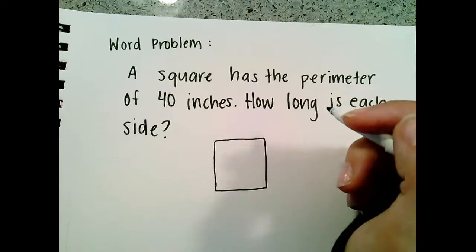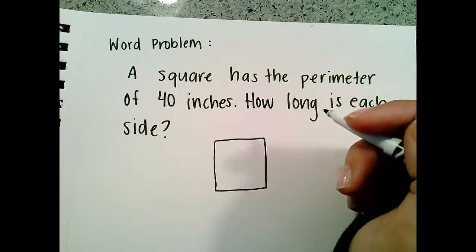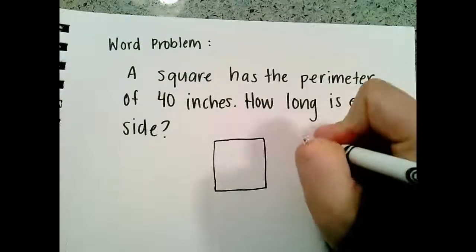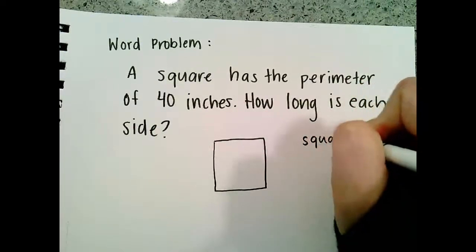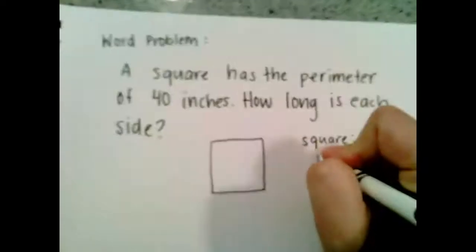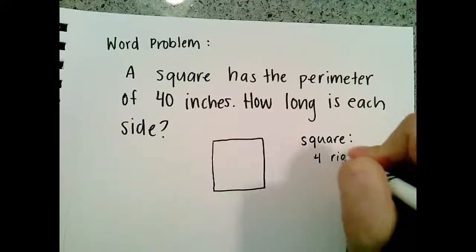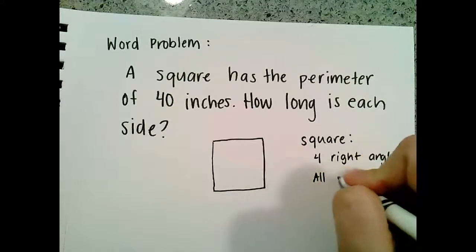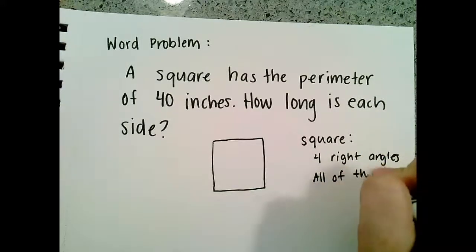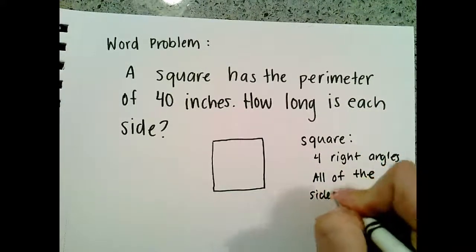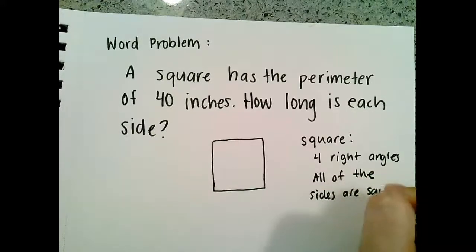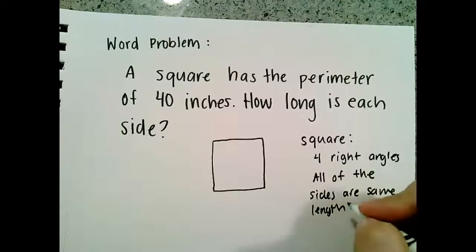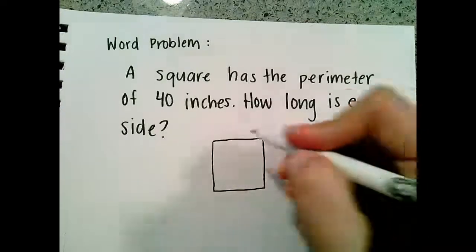I noticed that you had some inputs of 8, 10, and 5 around the square, and I first think we need to review the attributes of a square. So remember, a square has these two main attributes: 4 right angles, and all of the sides are the same length. So I see in your diagram you have the sides at different lengths, so we need to make sure that all of them are the same.